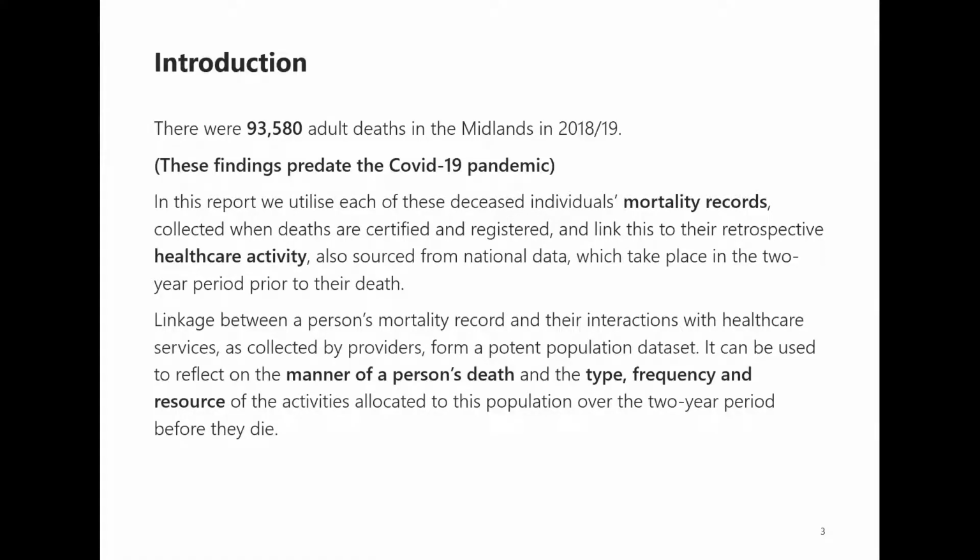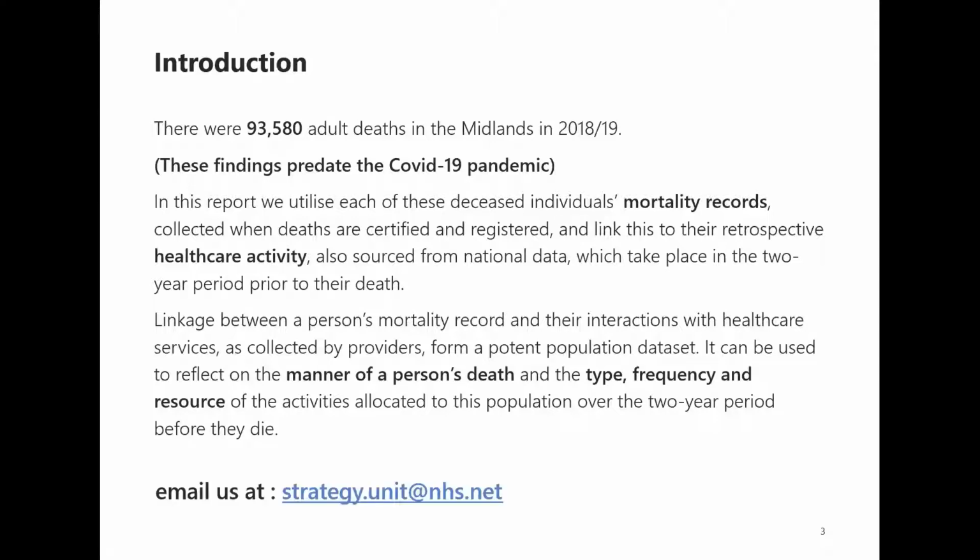Before we look at the analysis, I just want to really briefly mention the data that's underpinning all of our end-of-life care report. We have access to mortality data, which is the information that's collected when a person dies and their death is registered. And we know from this that there were just over 93,500 adult deaths in the Midlands in 2018-19. Obviously, 2018-19 is a period which predates COVID. Therefore, throughout all of our analysis, there is no effect from COVID, and this represents a more normal or business as usual situation for end-of-life services.